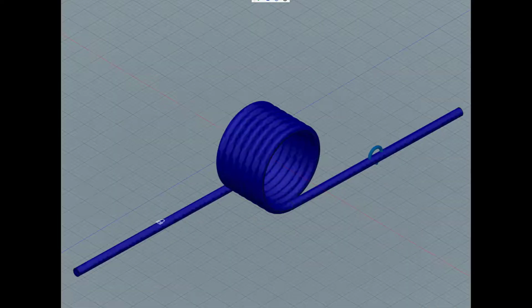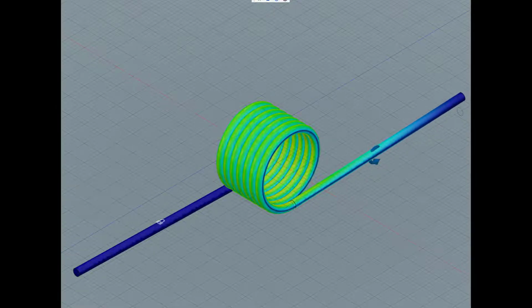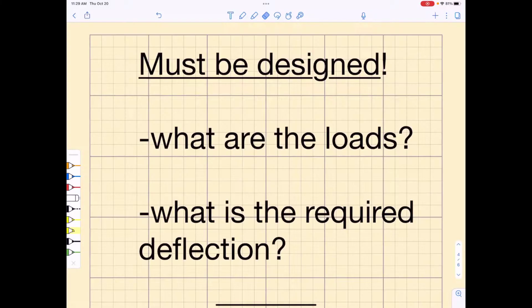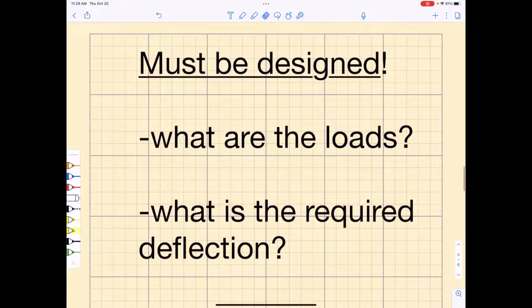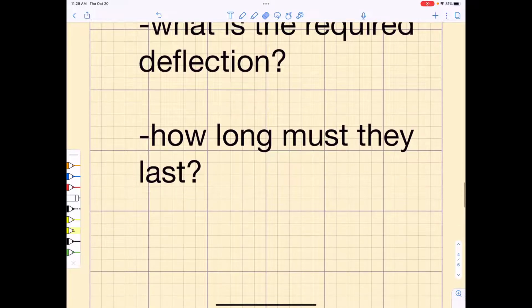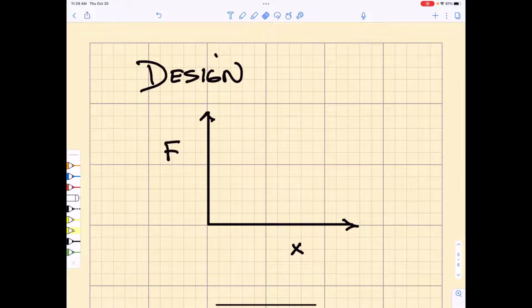The last example is a torsion spring, which applies an elastic torsional response about the center axis of the wound coils. So I emphasize again that the springs must be designed. So we have to understand what loads those springs have to support. How much will those springs deflect and how long must they last? This leads us naturally to start thinking about what the force displacement relationship is for a spring.